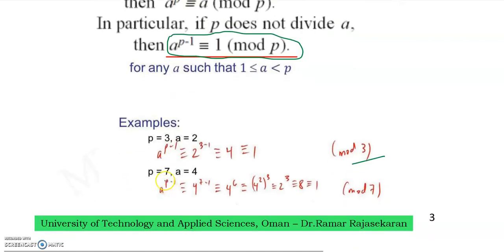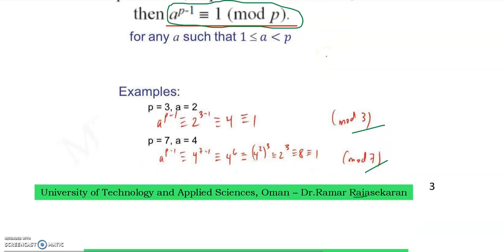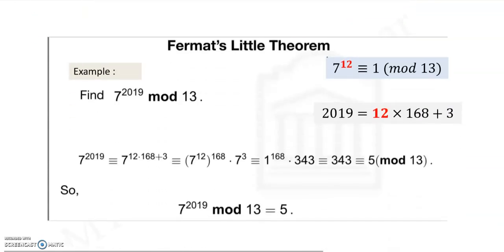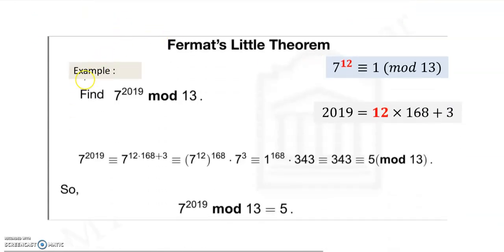Similarly, if p is equal to 7 and a is equal to 4, we can write 4 to the power 7 minus 1 is congruent to 1 modulo 7. Here p is 7.